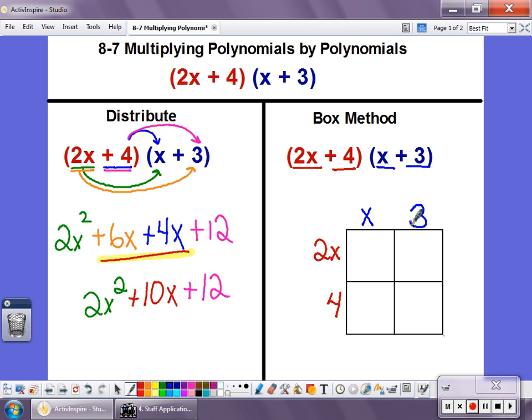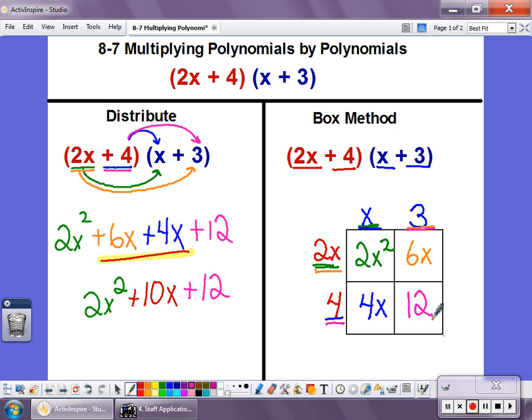Now, the way you use the box method is you're going to take what's on one side of a box and the other side of a box and multiply them together. So in this case, 2x times x will give me 2x squared. Okay, then I'm going to take this 2x times this 3 and get 6x. Then I'm going to move down to these lower boxes. 4 times x will give me 4x. And finally, this 4 times 3 gives me 12.